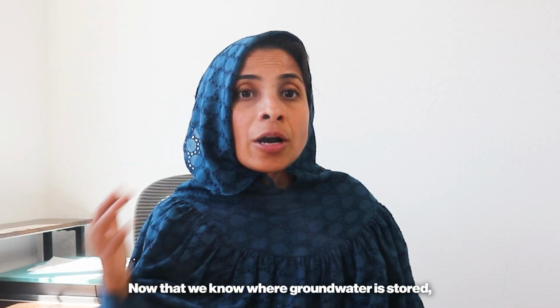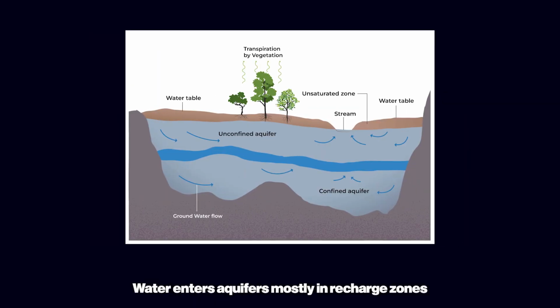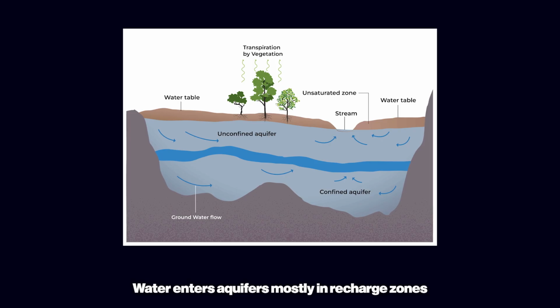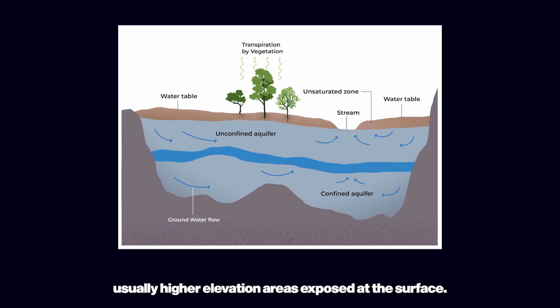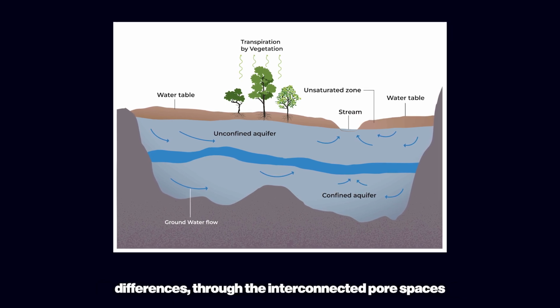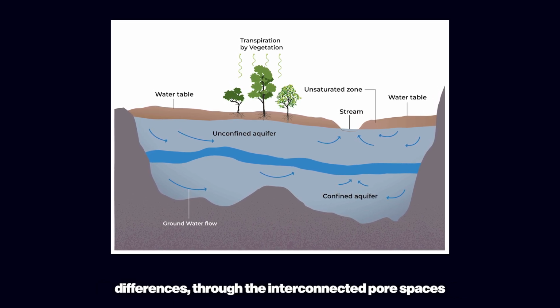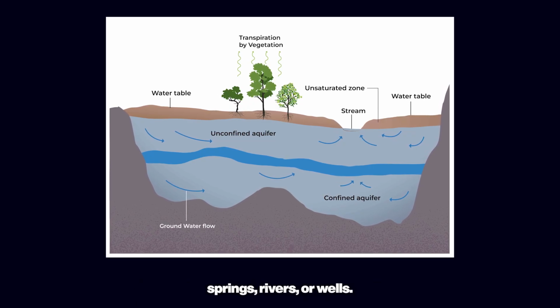Now that we know where groundwater is stored, let's ask, how does it move? Water enters aquifers mostly in recharge zones, usually higher elevation areas exposed at the surface. From there, it moves slowly, driven by gravity and pressure differences, through the interconnected pore spaces toward lower elevations or points of discharge: springs, rivers, or wells.